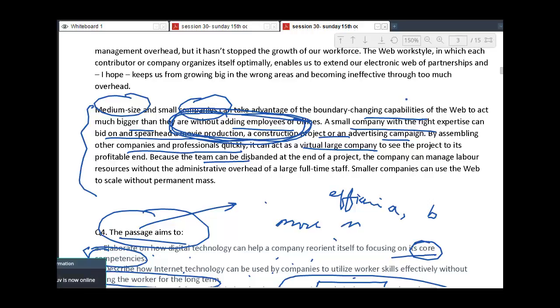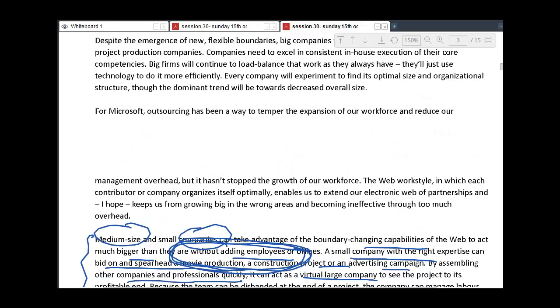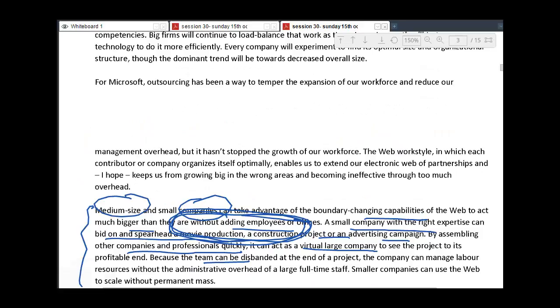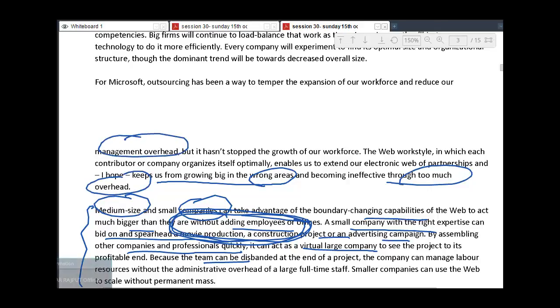Now I will go to the previous paragraph. Look at this sentence. It keeps us from going big in the wrong areas and becoming ineffective through too much overhead. What is too much overhead? Too much overhead means too many people. Management overhead. Expansion of the workforce. So again, this is not about core competency. This is basically workforce getting managed efficiently.